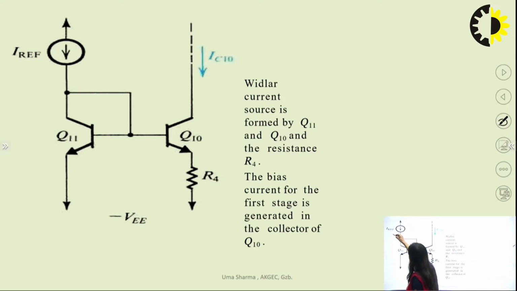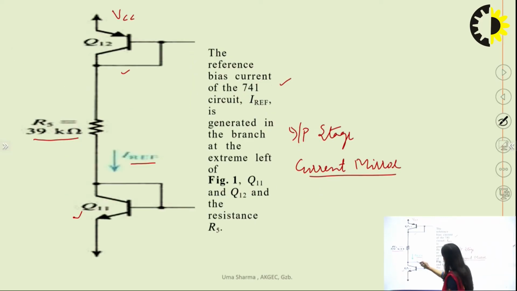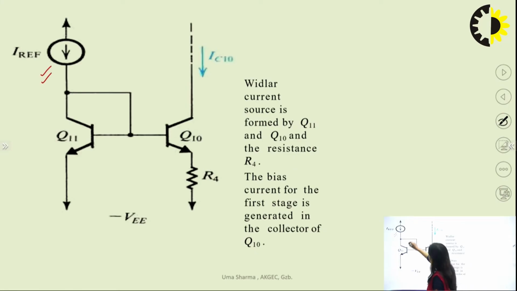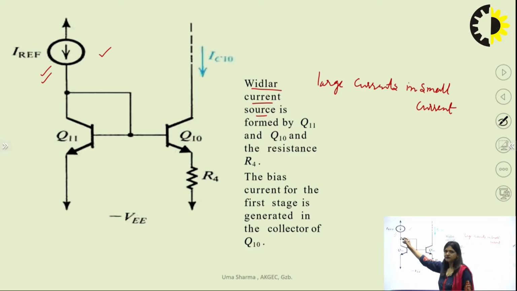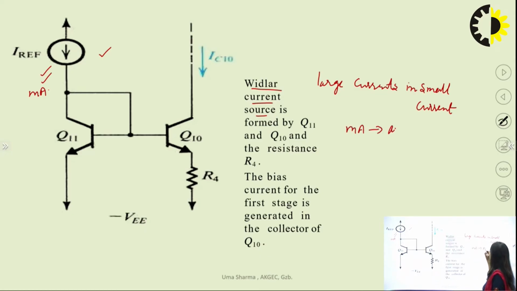Then the I reference current that I was talking about in the previous slide, that is this current, this node is connected with this Q11 transistor. Now you can see the structure of this circuit. This circuit is basically a Widlar current source, and the use of a Widlar current source is to convert large currents into small currents. So here we have the I reference current, which has some high value in the range of milliamperes. We can convert it into microamperes. So with the help of this Widlar current source, we can convert this milliampere current into microampere current, and obviously the function of this circuit is only to bias the input stage. So again this biasing current is used for the input stage biasing.